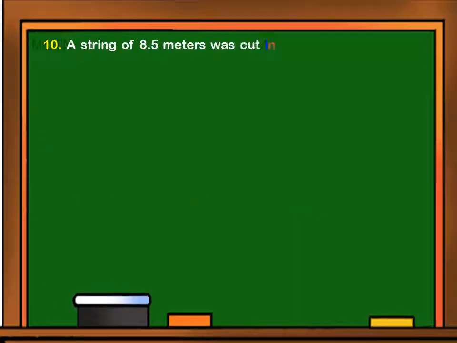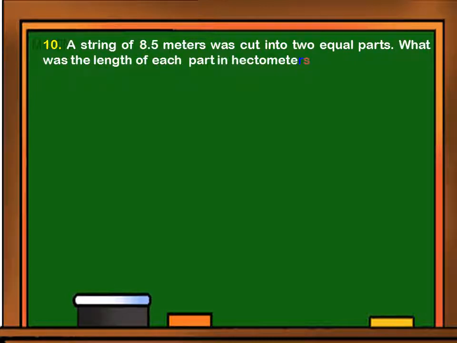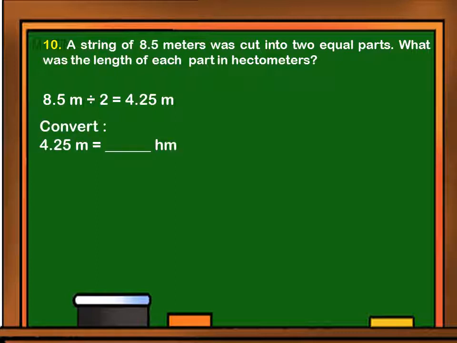A string of 8.5 meters was cut into 2 equal parts. What was the length of each part in hectometers? 8.5 meters was cut into 2 equal parts, so 8.5 meters divided by 2 equals 4.25 meters. Convert 4.25 meters to hectometers.